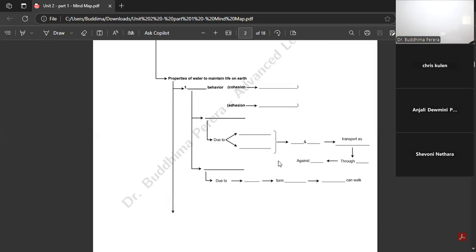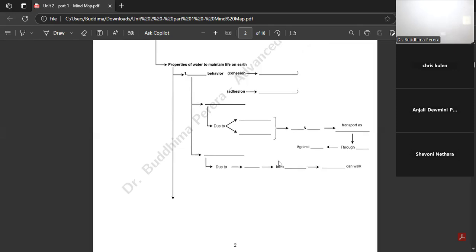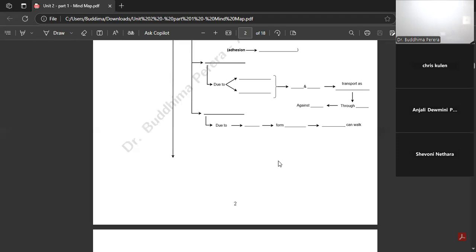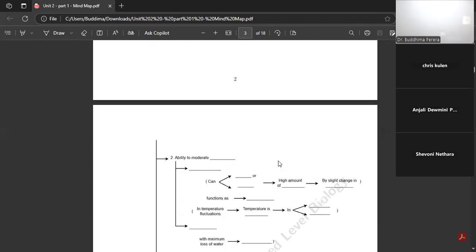First one, cohesive behavior. Cohesion means attraction between water molecules. Adhesion means attraction between water molecules and other molecules. Due to cohesive behavior, there are two properties. What are they? Water acts as a transport medium. Due to cohesion and adhesion, water and its dissolved minerals are transported as a continuous column through xylem against gravity. And the next one is high surface tension. Due to cohesion, water forms a film, so water striders can walk on it.